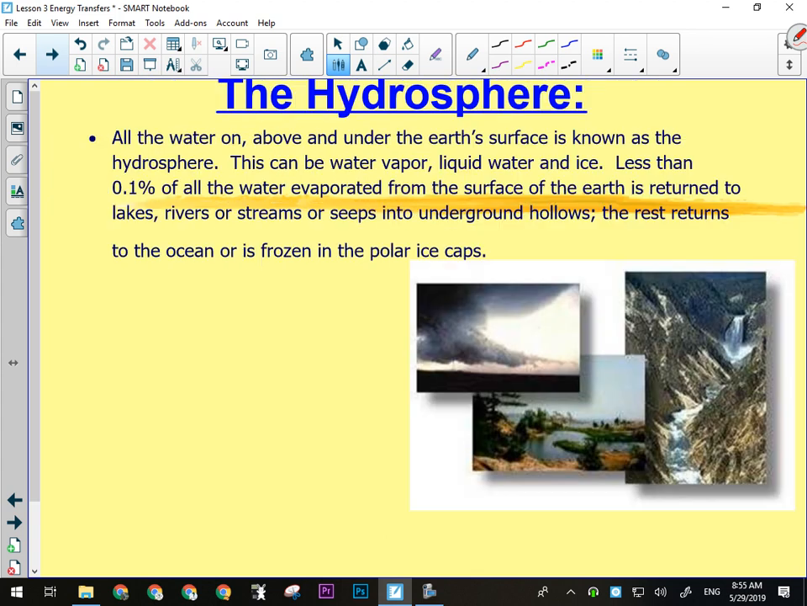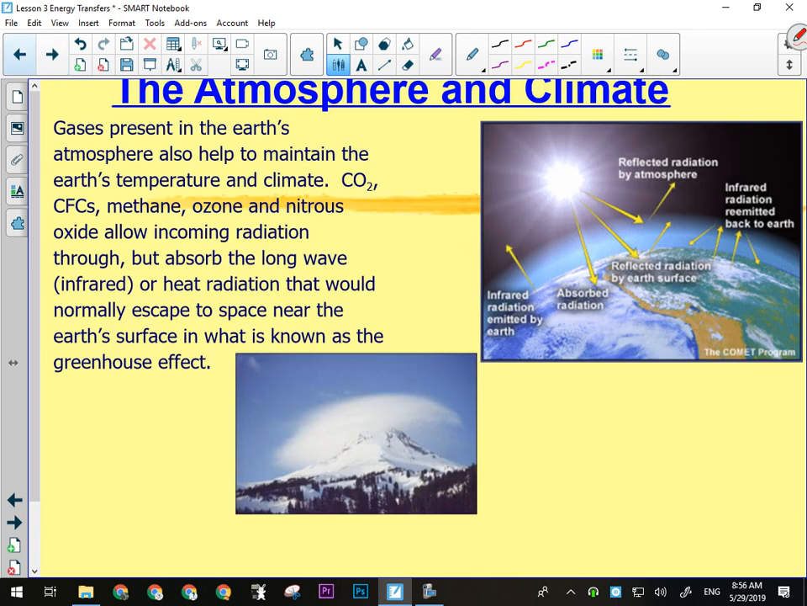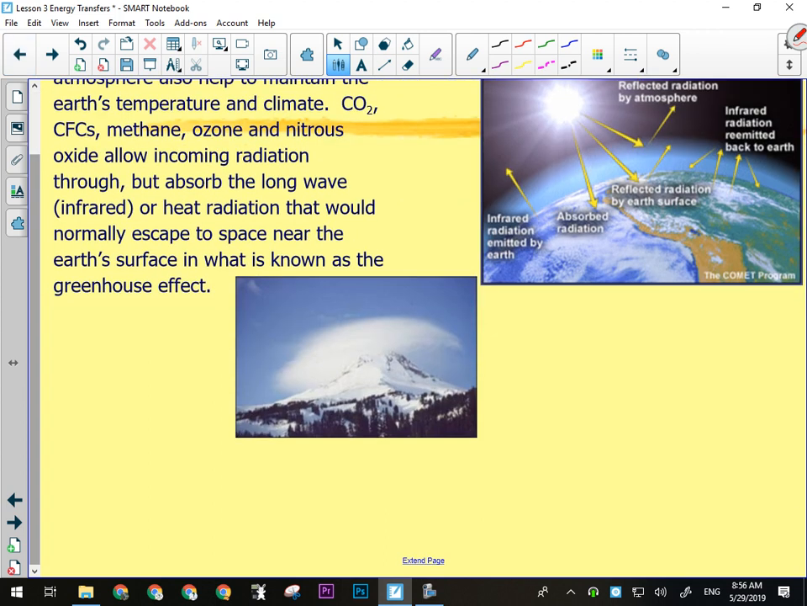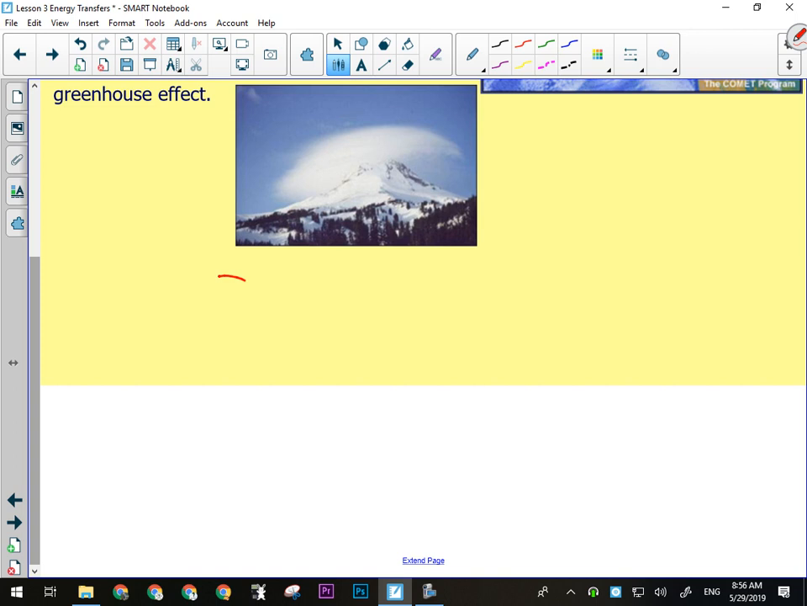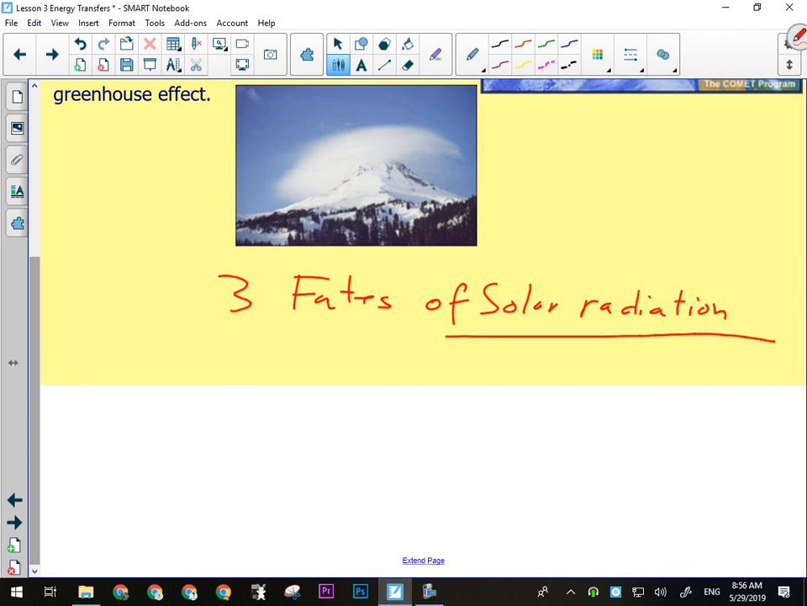Okay. So basically, before we get to the hydrosphere part here, there are three things that can happen to solar radiation when it encounters the Earth. Three things and three things only, and you need to know these three things, so you need to write them down. We call them the three fates. The three fates of solar radiation when they strike the Earth are: one, absorption.